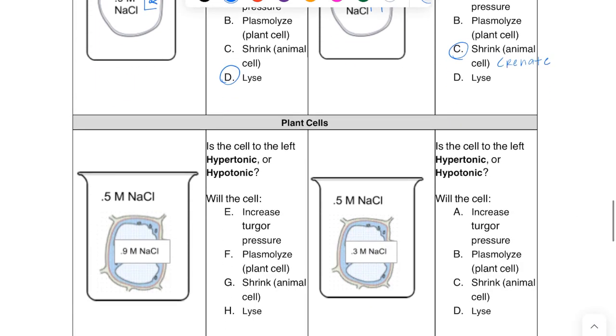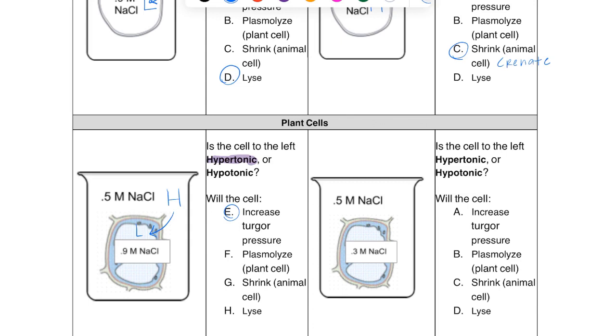All right, so now let's look at some plant cells. You can tell they're plant cells because they're rectangular. And if we take a look, our concentration of solute is higher inside the cell. So the cell has high solute, so that would make it hypertonic. And then if we're thinking about water, water would be high outside the cell, low inside the cell. So water is going to enter. And when water enters a plant cell, that increases the turgor pressure, and it becomes turgid.